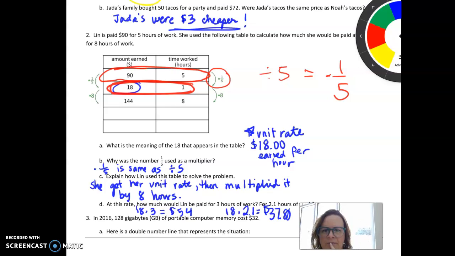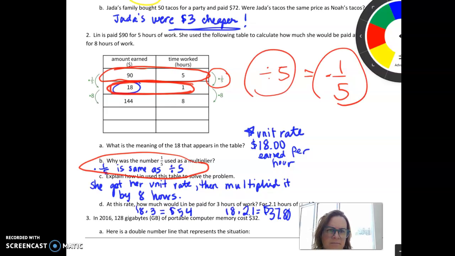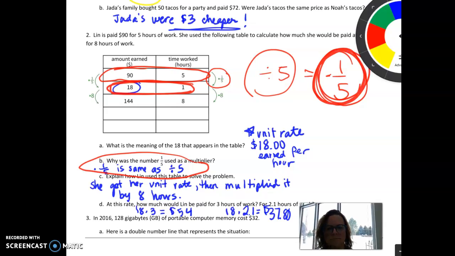And so then that helps her to solve the problem of how much she will make in 8 hours. So then if she knows she makes $18 in 1 hour, then she would just multiply 18 times 8, and she would get $144 for 8 hours. Remember that multiplying by a fifth is the exact same thing as dividing by 5. So remember, those are exact same thing.